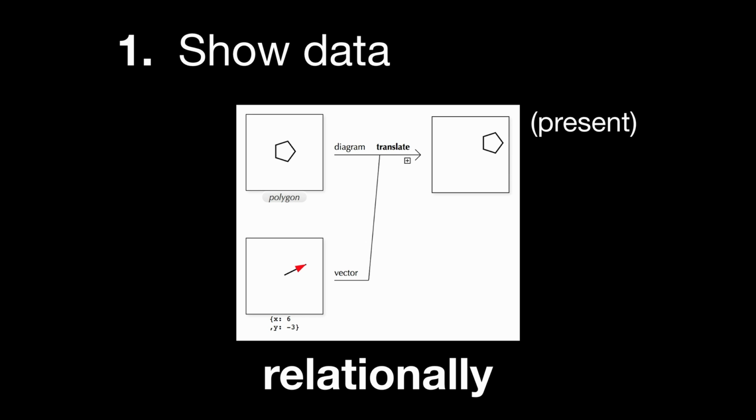One way that Pane could show data better is through relational visualizations. Here's a translation function in use in present-day Pane. It's nice that we can see these shapes and see the vector that relates them, but it takes special mental gymnastics to put these images together and see how the vector relates the centers of the polygons.